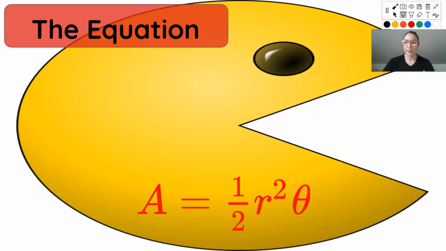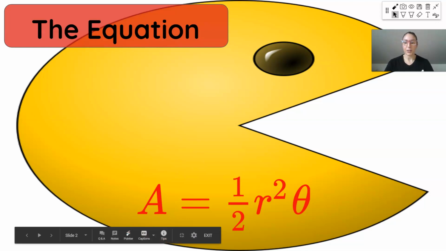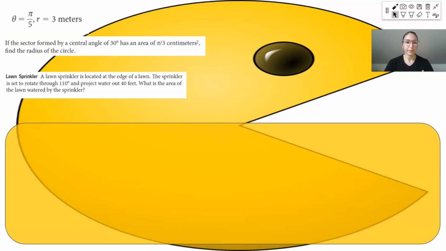So let's look at some actual examples now. Keep in mind, area equals 1/2 r squared theta. So let's find some areas of some sectors. Our first one: what if we know that theta is equal to pi over 5? I'm going to sub that in for theta. And what if I knew my radius was 3 meters? I'm going to sub that in for r, so that gets squared.